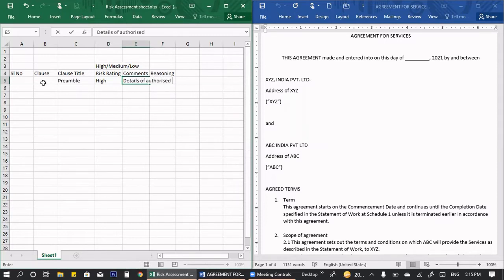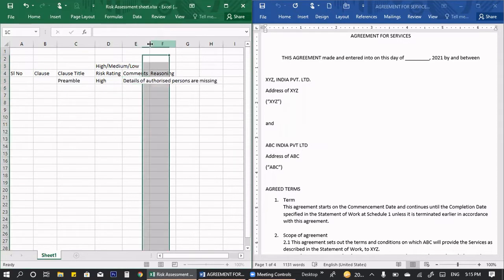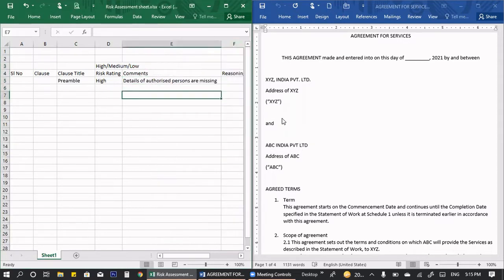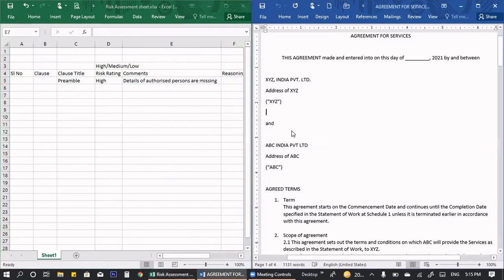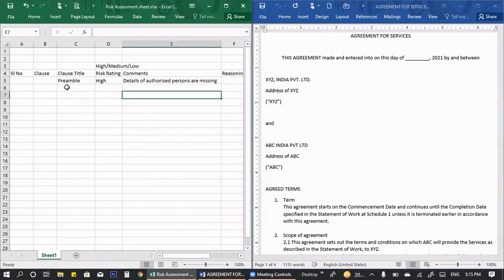details of the authorized person are missing. Okay, so I have put that here. Both things are missing. And then here I can see there is no recital. I'm not putting the clause here because we don't have any clause number. I'll put recital, and I'll rate this as low because recitals are not mandatory. However, it is suggested to have one.